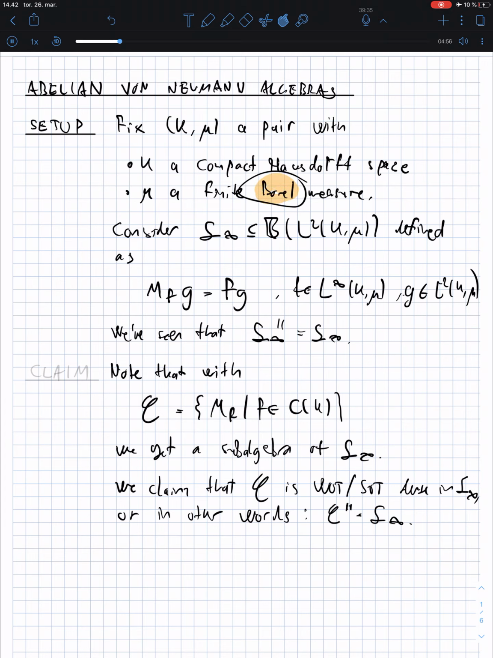So being a Borel measure means that any measurable set can be approximated from within by compact subsets, and from outside by open subsets. And using that, you can take a function, say an indicator function for a measurable set, and you can approximate that in the weak star topology by a continuous function using Tietze's extension theorem or something like that.